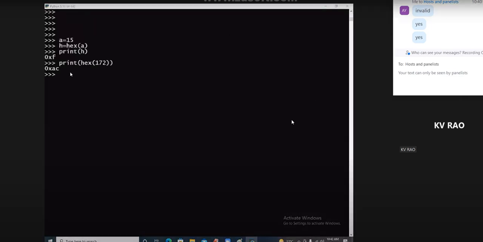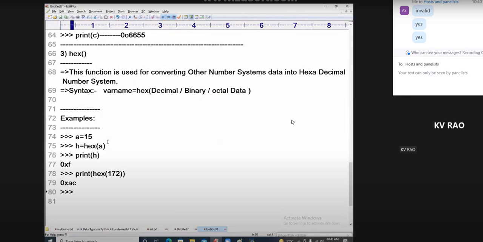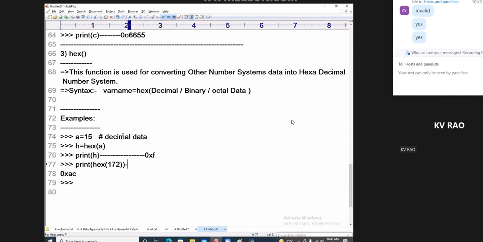Yes, students, please follow me. I will get it. The first example. Which data is this? Decimal data. I'm going to get it. So here I'm getting this information, 0xf. This is the data which I got. This is the information I got. Next I'm going for print of h, hex of this one.